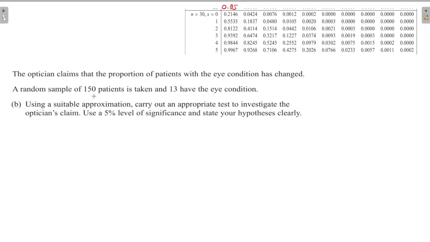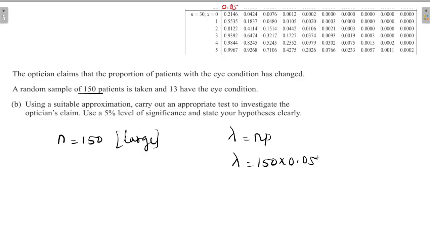So for our significance level, before that, 150 patients, n equal to 150, is a large value. So this distribution we can convert into a Poisson distribution. In a Poisson distribution, lambda is equal to np. So our n equal to 150, our probability value is 0.05. So lambda equal to 7.5, because n is large, so we are converting to a Poisson distribution. Now Y is Poisson distributed with lambda value 7.5.